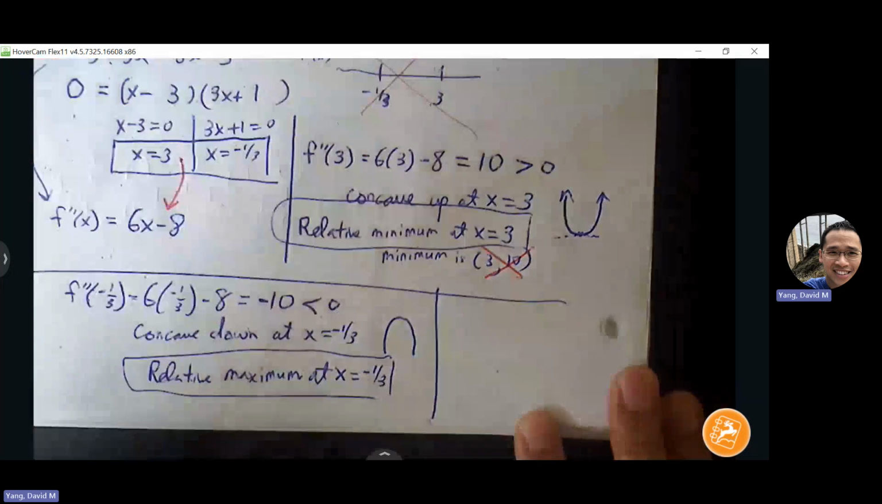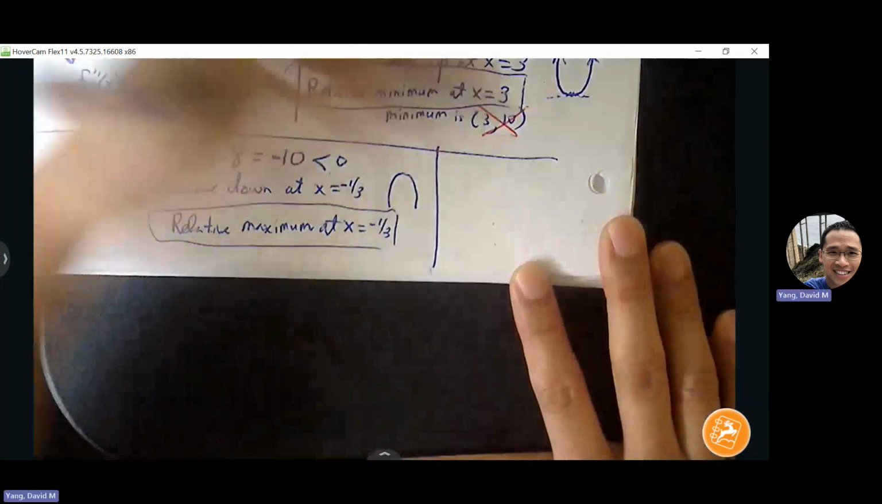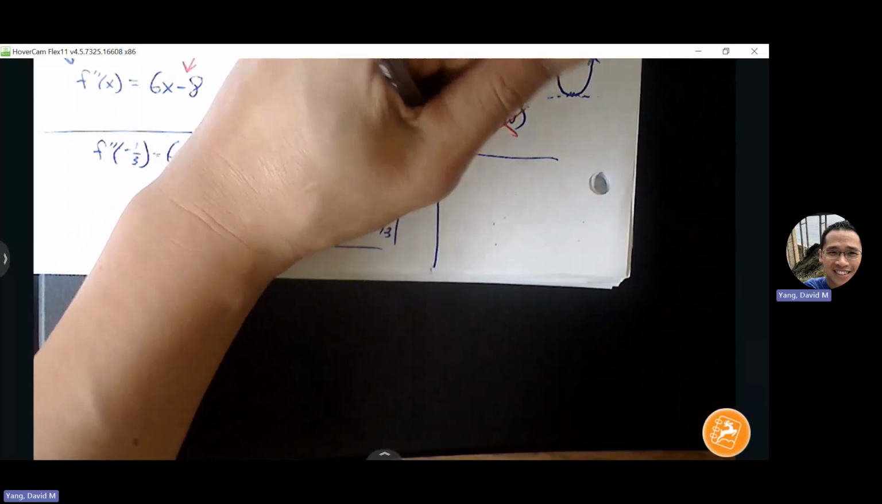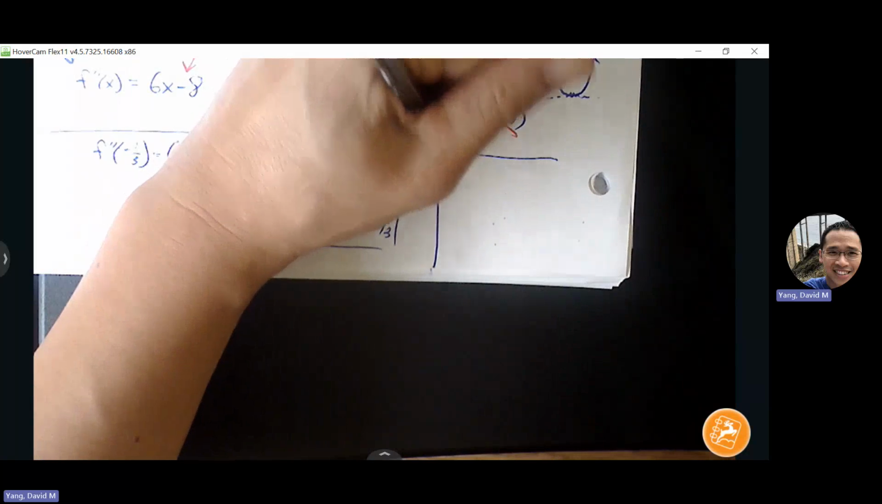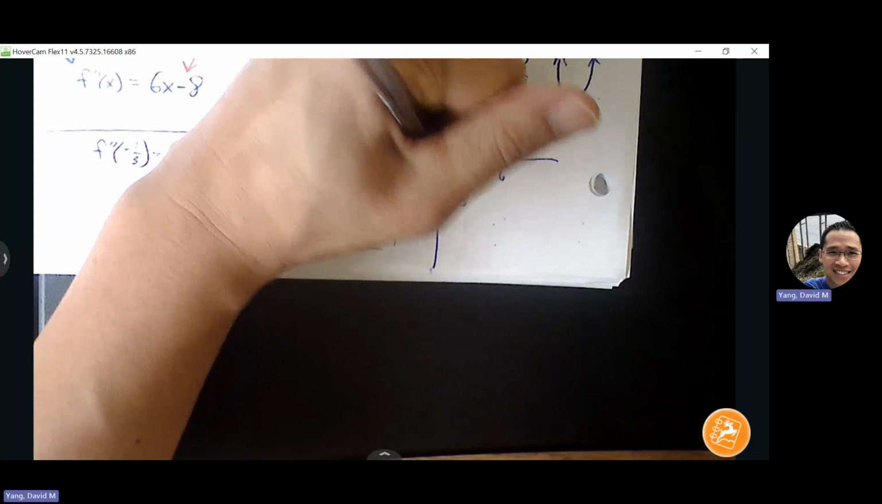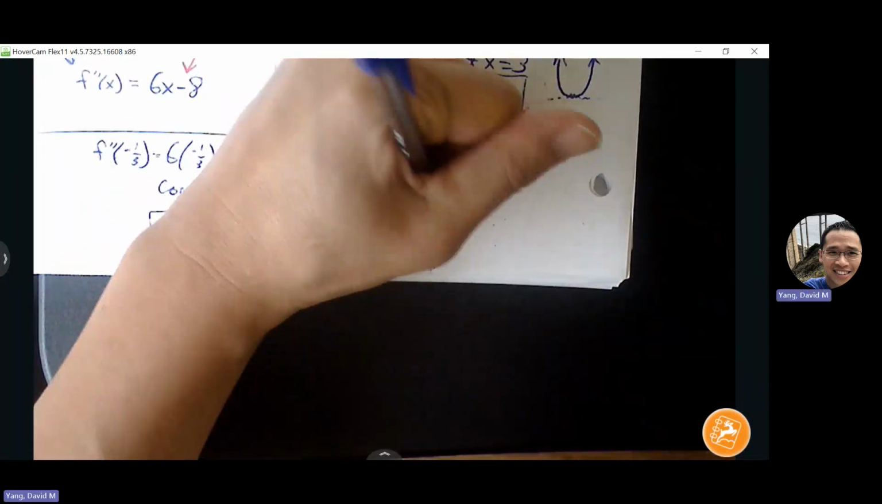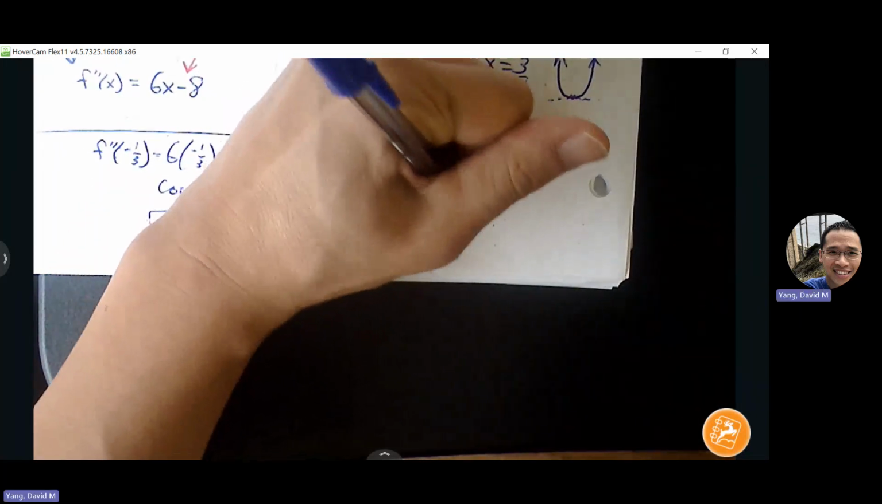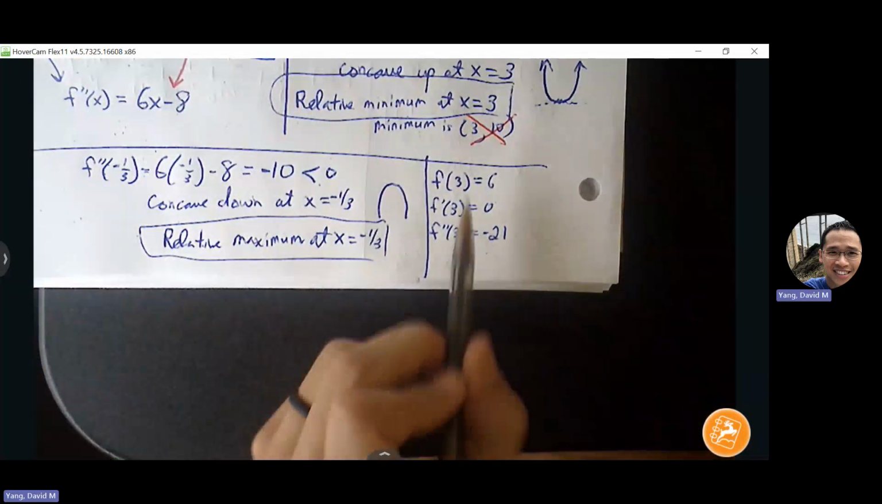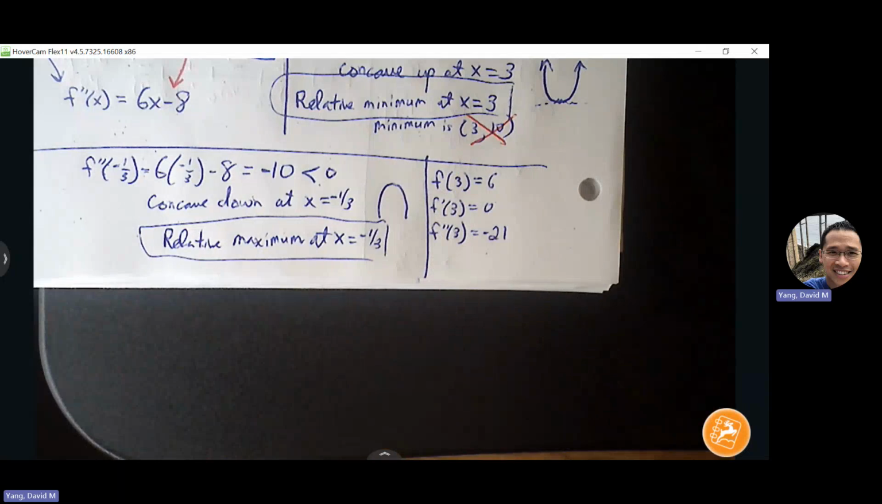Here's an example, similar to what I showed you above. Let's say they tell you the graph is continuous and differentiable, and they only give you this information: F of 3 is equal to 6, F prime of 3 is equal to 0, and F double prime of 3 is equal to negative 21. This is all they tell you, and they're asking what you can conclude about that point.